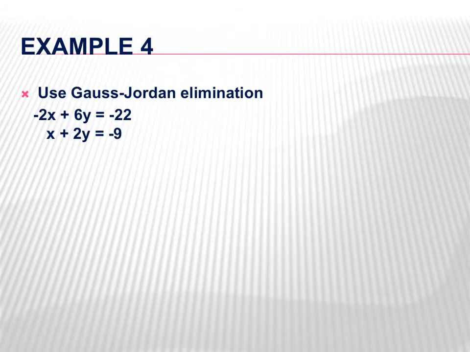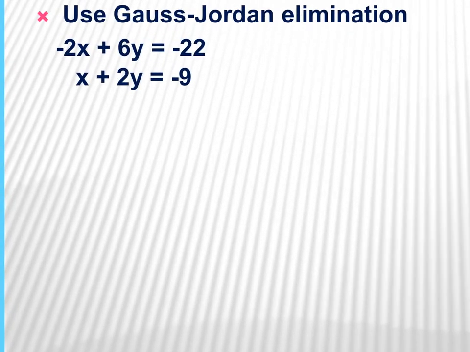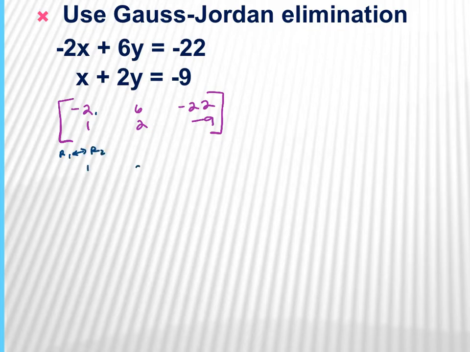Okay, so we're going to start again easy with our system of two variables. First thing I'm going to do is rewrite this. Matrix form, -2, 6, -22, 1, 2, -9. And my goal is still the same. I still want to get a 1 in that top left corner. So I can just switch row 1 and row 2. 1, 2, -9, -2, 6, -22. And then if I want a 0 here, I could do 2 times row 1 plus row 2.